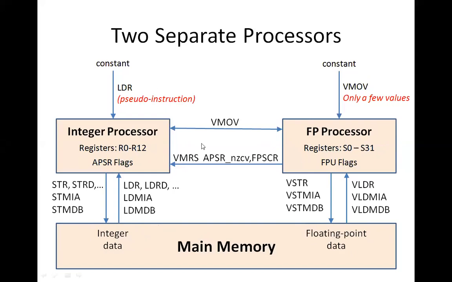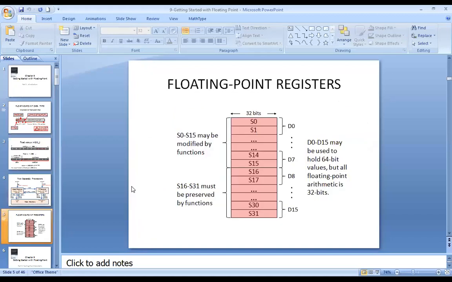For that we have some instructions here, and we will be seeing them exclusively. These are also the set of registers for floating point. As you can see, S0 to S15 may be modified by functions, and S16 to S31 may be preserved by some function. So generally we will be using S0 to S15. And D0 to D15 may be used to hold 64-bit values. Okay.